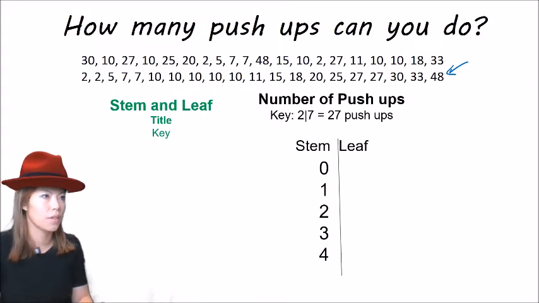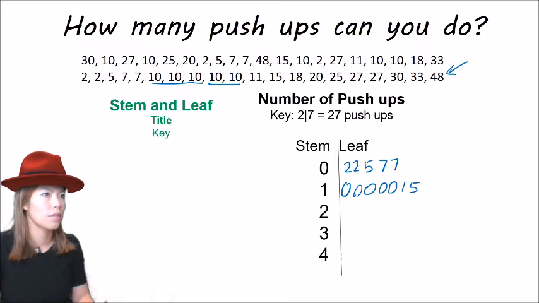So we have 2, 2, 5, 7, 7, and then we're going to go to the 10. So 10 is represented by a 0 in the 10 section. And we have 3, 5 zeros. Then 1, 5, 8. Then 20, 25, 27, 27, 30, 33, and 48.